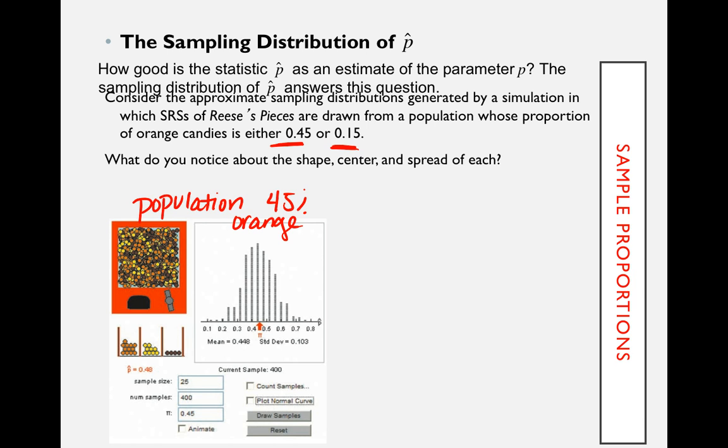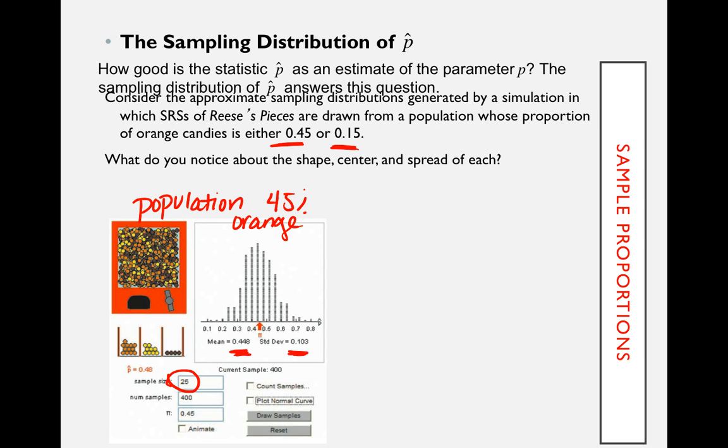Over here on the left, this is the case where the population is 45% orange. This dot plot is a simulated sampling distribution where we're taking repeated samples of size 25 from this population and calculating the sample proportion of orange candies. For example, there were several values where 60% of the sample was orange, and some values where 40% was orange. Collectively, we get this simulated sampling distribution, centered pretty close to 45%, with a standard deviation of about 10%. We'll talk about how that's calculated in just a couple of minutes.